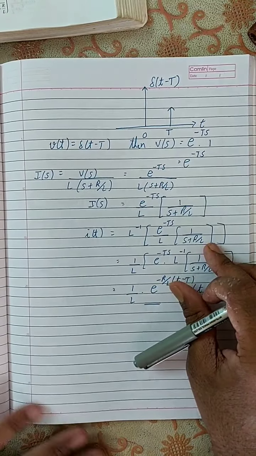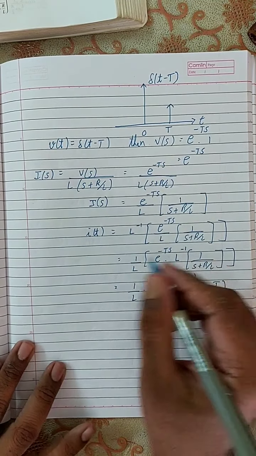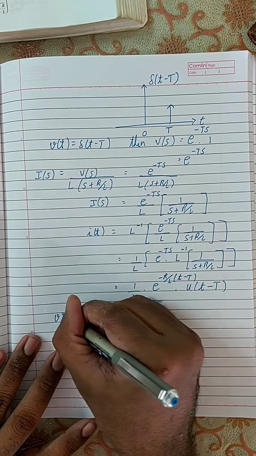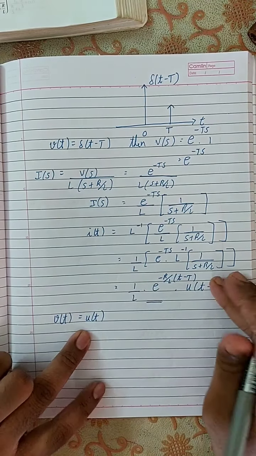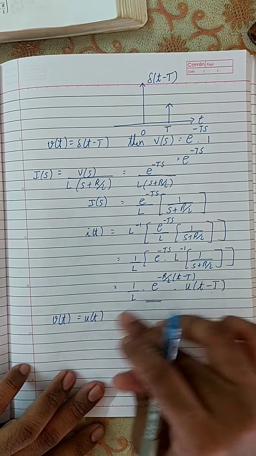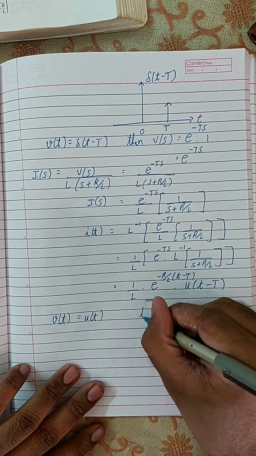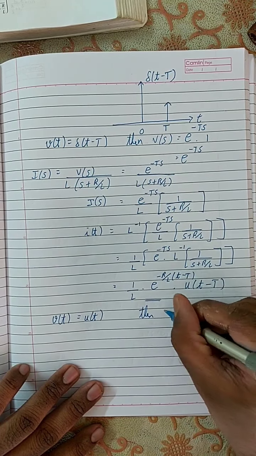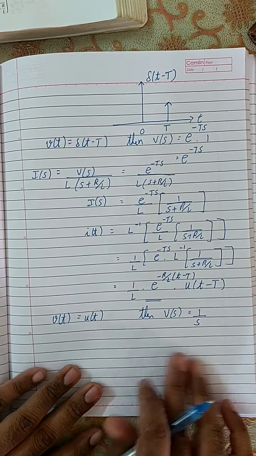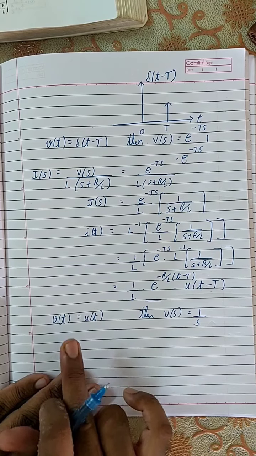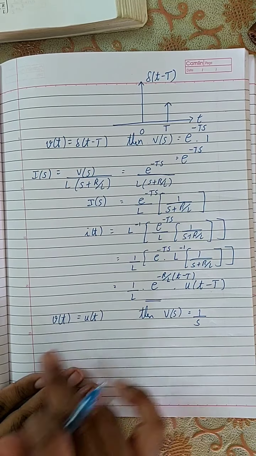Okay. Now next I'm going to apply what happens if v of t is equal to u of t. If v of t is equal to u of t, then V of s is equal to 1 by s. This is a unit step signal.